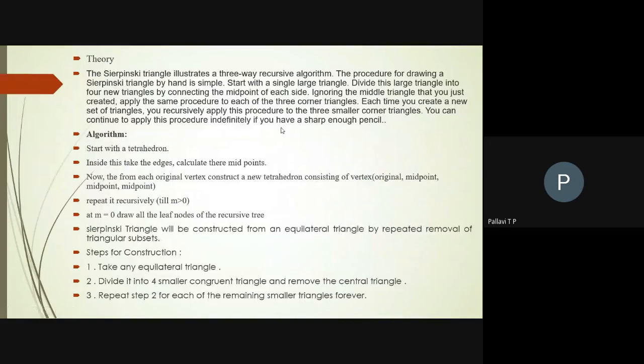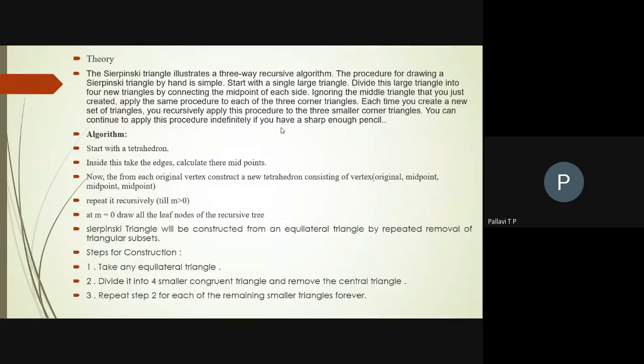So this is about the Sierpinski triangle. And next is the algorithm of the 3D Sierpinski gasket. We'll start with the tetrahedron. Inside this, take the edges and calculate the midpoints. It's very easy to draw the tetrahedron with the equilateral triangle. In that, we have to find the midpoints of each edge. That is the first point which we need to take care of.